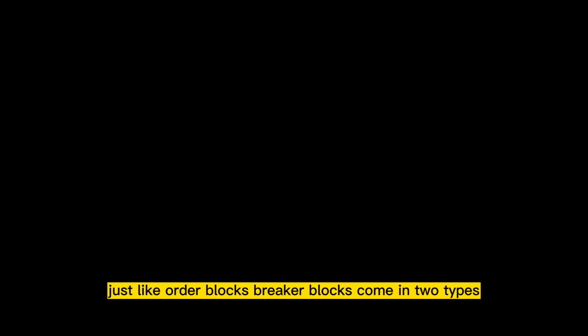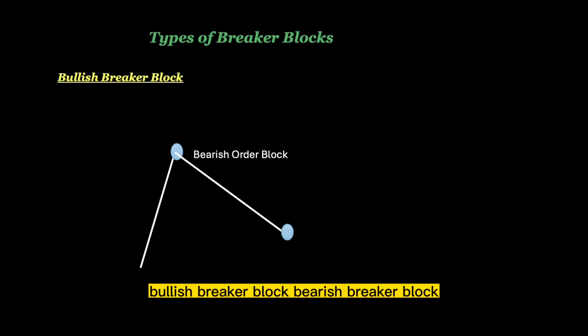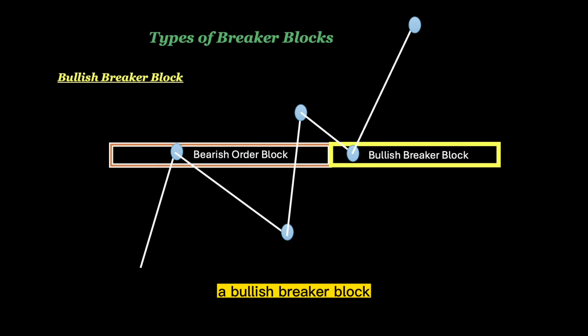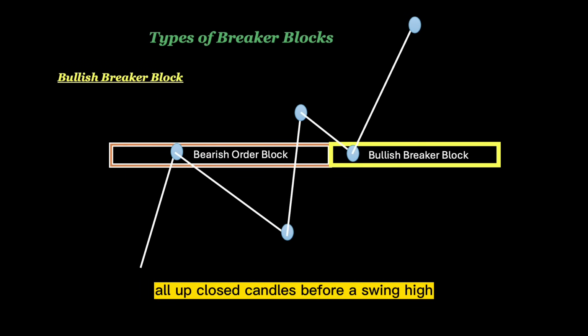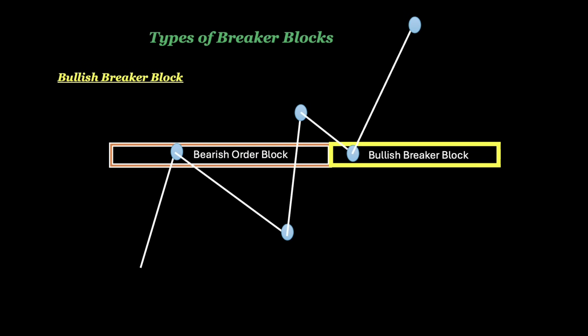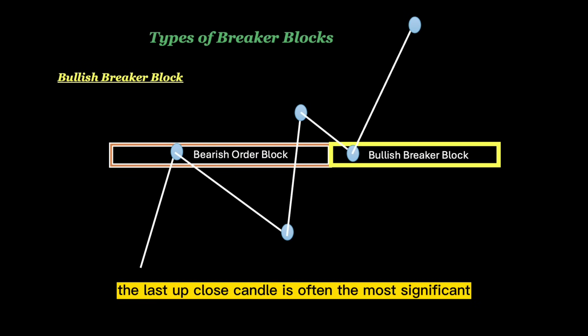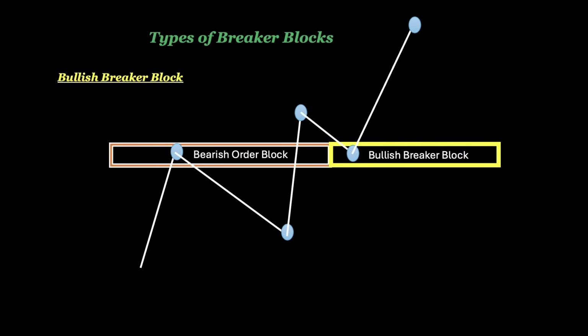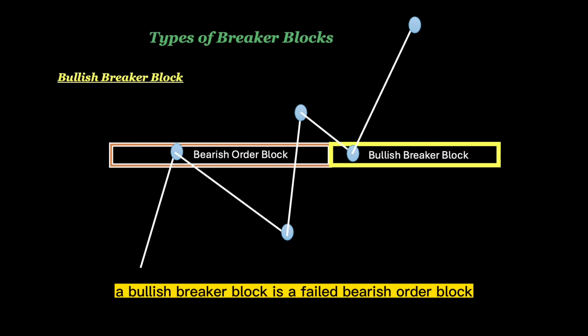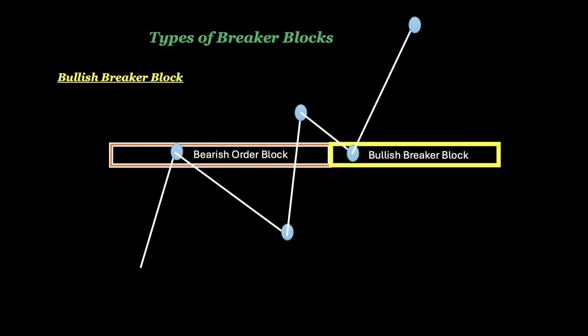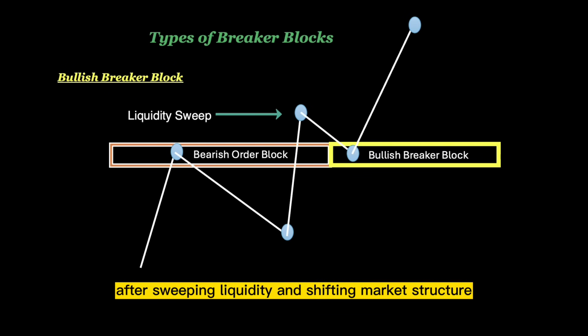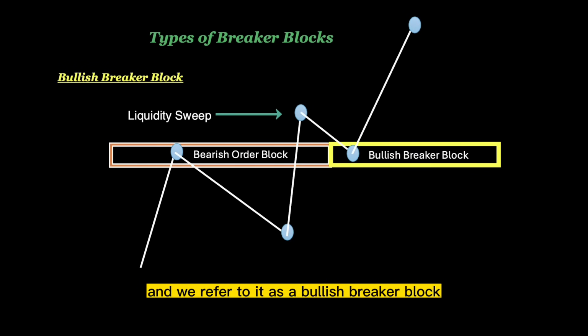Just like order blocks, breaker blocks come in two types: bullish breaker block and bearish breaker block. A bullish breaker block occurs when a bearish order block fails. According to ICT, all up-closed candles before a swing high that sweeps liquidity and then gets broken can be considered part of the breaker block. However, the last up-closed candle is often the most significant. In simpler terms, a bullish breaker block is a failed bearish order block. When the price closes above the high of the bearish order block after sweeping liquidity and shifting market structure, the previously bearish block becomes support, and we refer to it as a bullish breaker block.